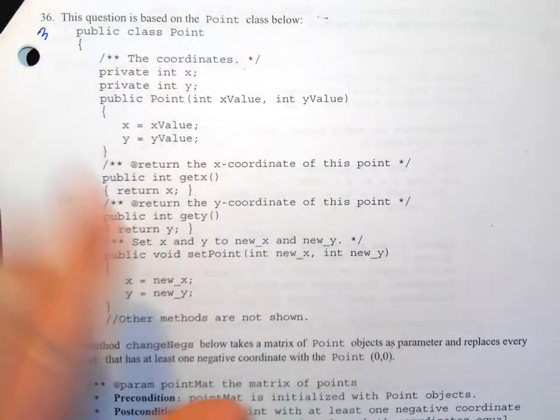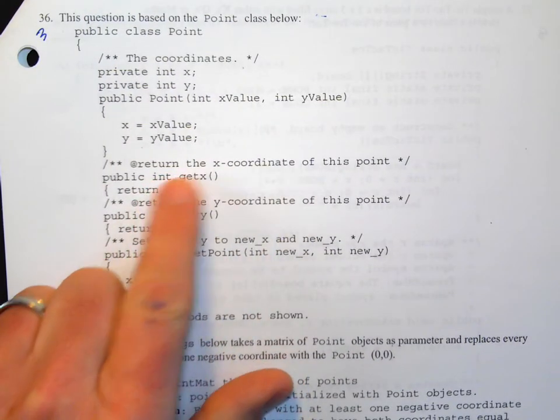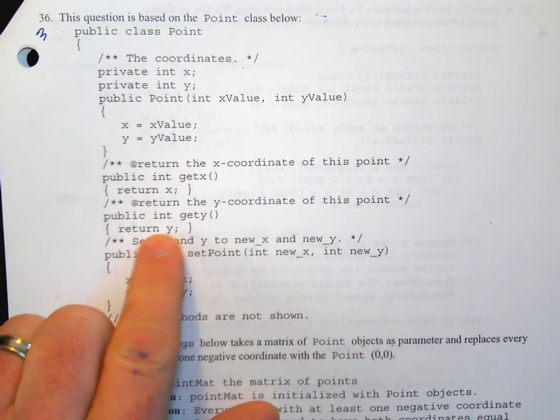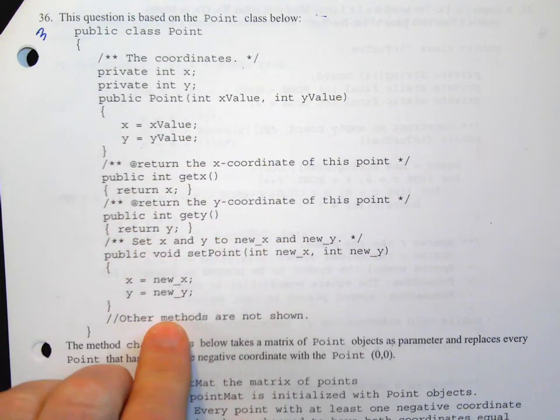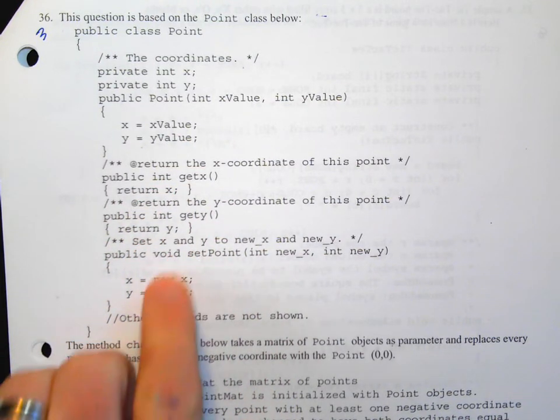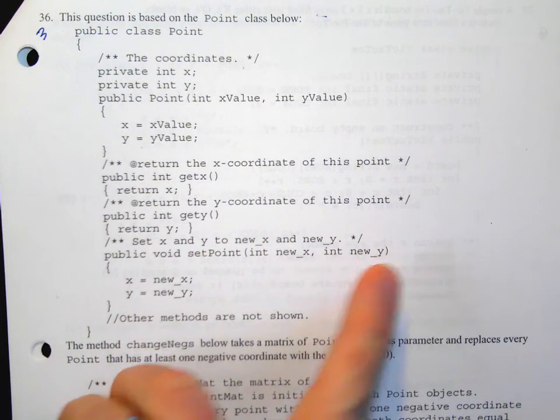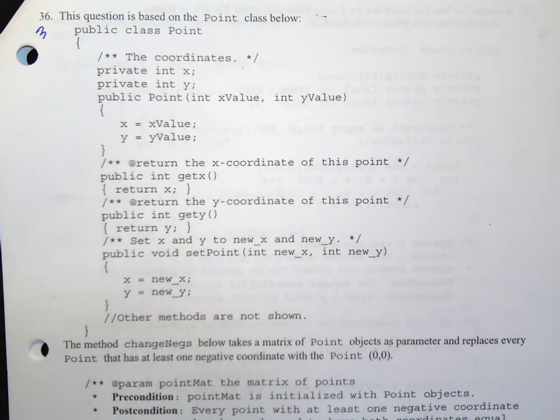And then it returns the X coordinate. There's a getter for the X. There's a getter for the Y. There's a set, and you change the X and the Y with the new X and Y. So this is a kind of basic class: getters, setters, private instance variables, constructor.